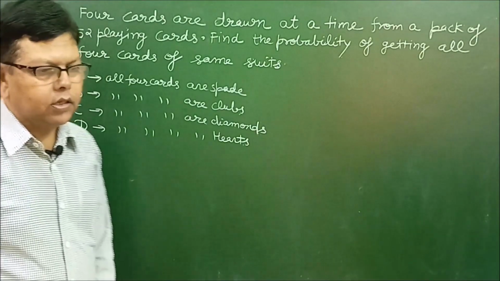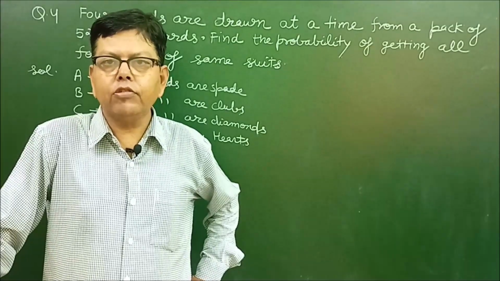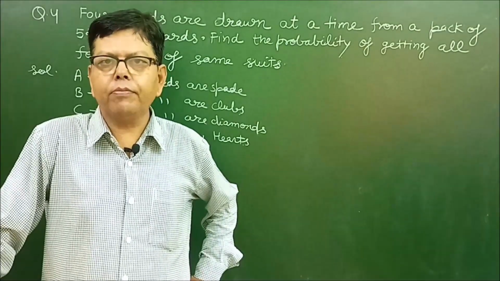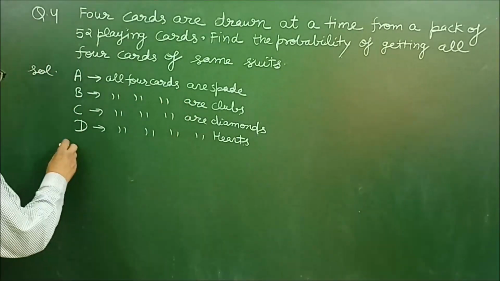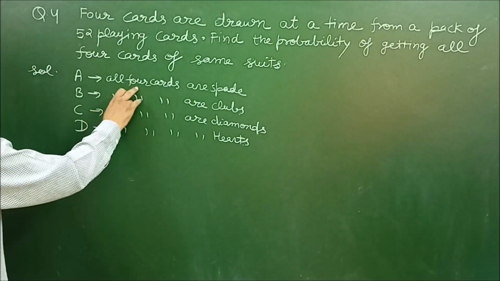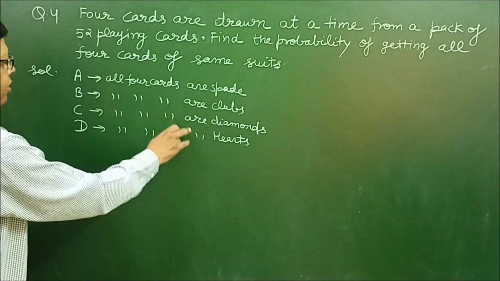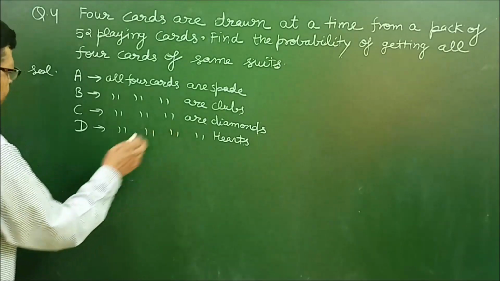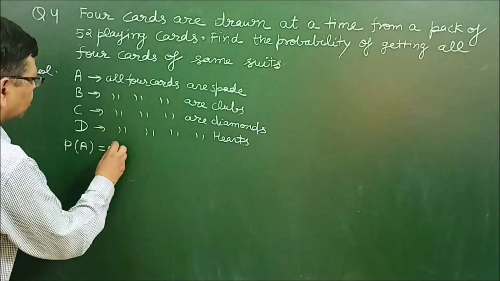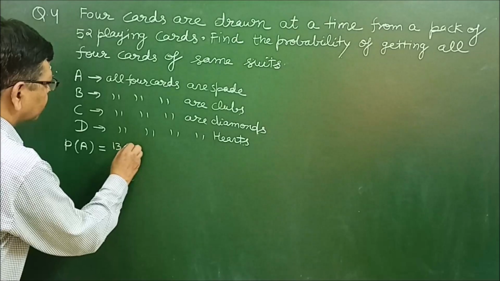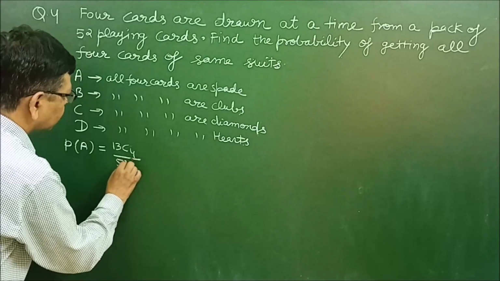Now you know, in a pack of cards there are 13 cards of each suit. In all there are 52 cards. So let us find the probability that all 4 cards are spade. So there are 13 cards of spade, 13 cards belong to clubs, 13 cards belong to diamonds, 13 cards belong to hearts. So probability of A will be 13C4 upon 52C4.